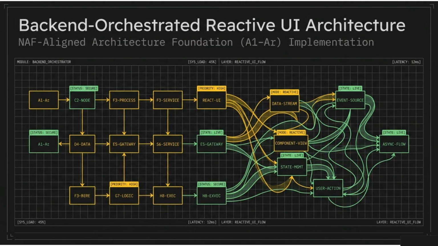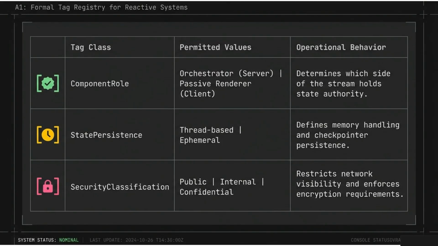This video covers the back-end orchestrated reactive UI architecture, an implementation of the architecture foundation, A1R. The diagram illustrates the reactive flow, showing how data streams and events connect different modules, including the back-end orchestrator and the user-facing components. A formal tag registry is essential for reactive systems.